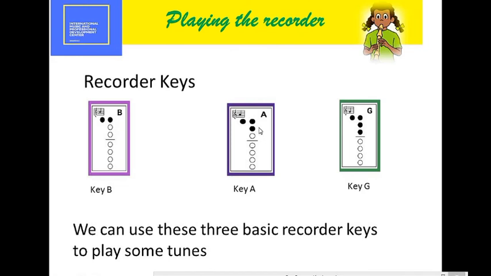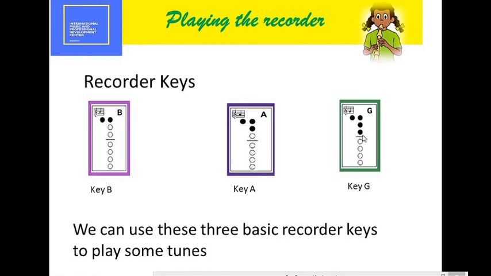Key A, you cover the first hole, second hole, and the thumb hole, that is key A. And key G, you cover the first three holes, 1, 2, 3, and the thumb hole. Please, when you're playing, make sure you cover the holes properly. Okay, and blow in air gently and slightly. Don't force in air. Blow in air gently and slightly.